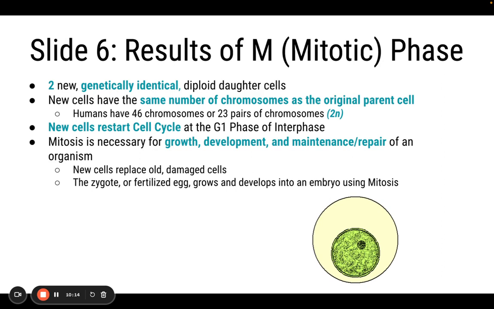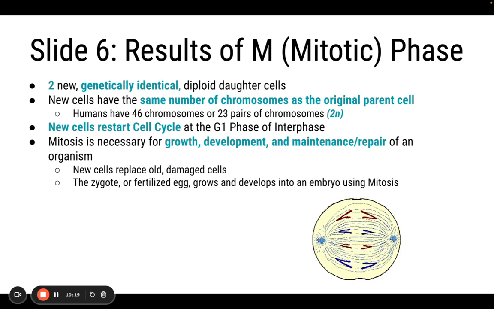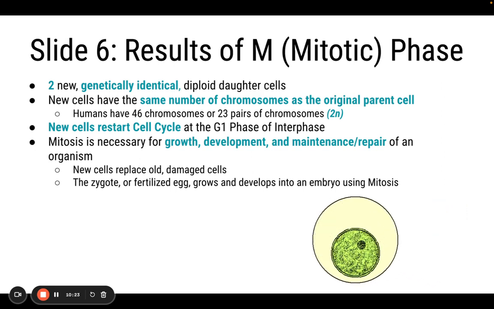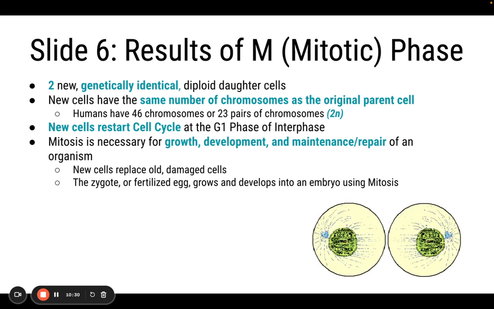They are also important for the maintenance and repair of an organism because our cells do get worn out over time. Also remember from the earlier stages of human development that the fertilized egg called the zygote goes through the process to create a baby by the time it's born.